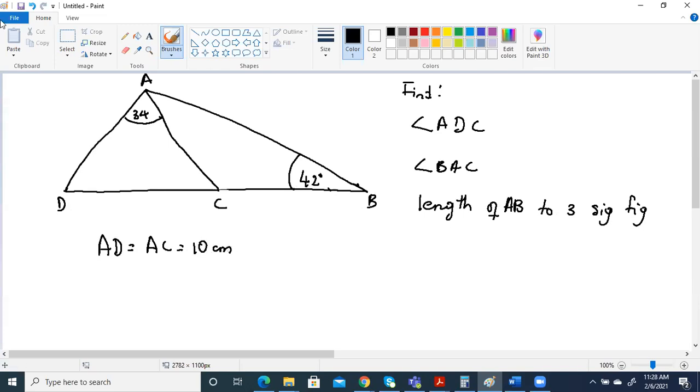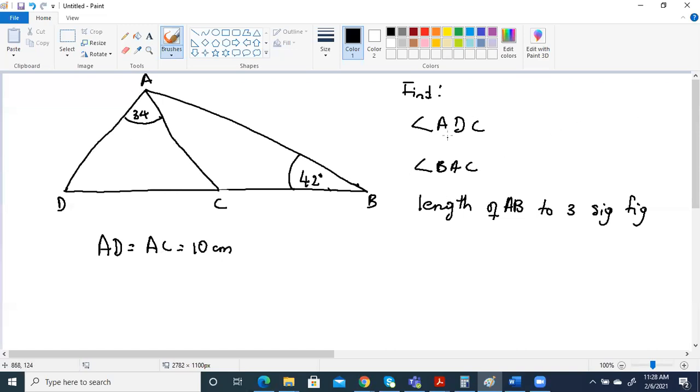All right, so this is the triangle that you're going to be working with. You are given two angles: one is 34, one is 42. You're also told that AD is equal to AC, and the size is 10 centimeters. If you want, you can put 10 centimeters for the length A to C and 10 centimeters for A to D. The question gave it like this, I suspect, because they don't want to crowd up the triangle, right? So bear this in mind: A to D and A to C are equal lengths, and they're both 10 centimeters.